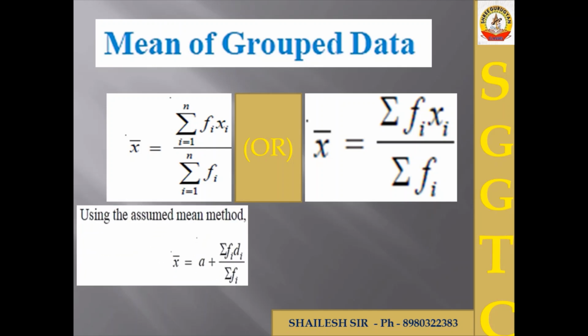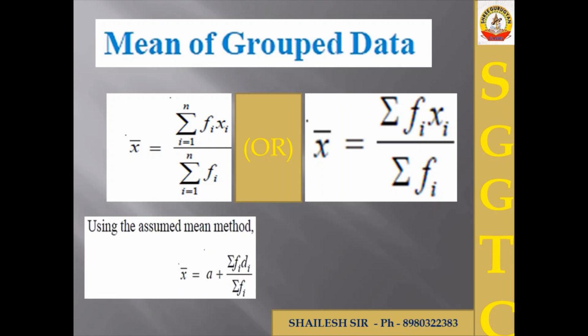Second method, the assumed mean method: x bar equals a plus sigma fi di upon sigma fi. Students, here a indicates the assumed mean. Don't worry, I will explain what the assumed mean is properly in the solutions. So the assumed mean method formula is x bar equals a plus sigma fi di upon sigma fi. Here di indicates deviations. Deviation I will also explain in the numericals.